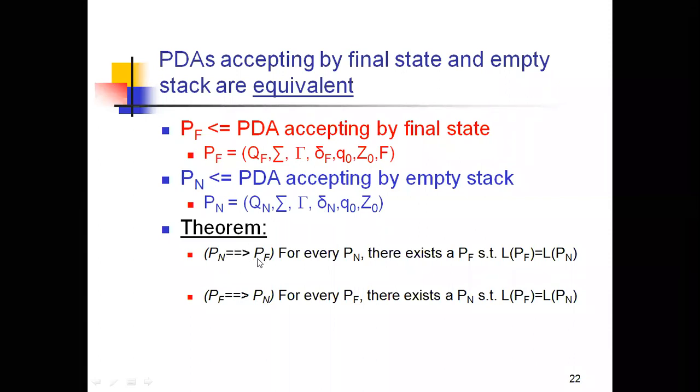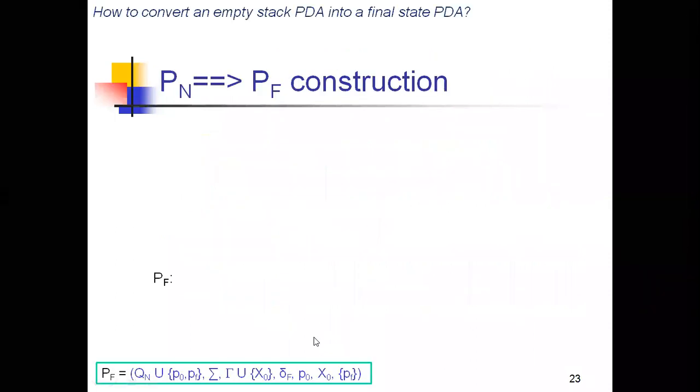So PN is equivalent to PF, and this is a theorem proof that we're having here. For every PN, that is for every empty stack PDA, there exists a final state PDA, that is what we are showing: L of PF is equal to L of PN. The same as the reverse, PF is equivalent to PN. For every PF, there exists a PN, such that L of PF is equal to L of PN. And this is the theorem statement for both, to show that the PDAs accepting by final states and by empty stacks are equivalent.